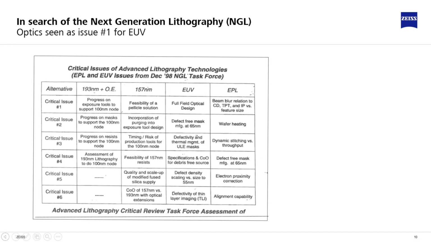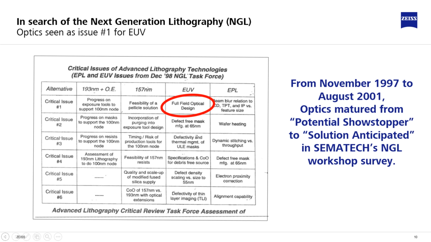In 1998, the lithography community was in search of what should come after ArF, the so-called next-generation lithography. For EUV, Sematech's NGL task force listed full-field optical design as the critical issue number 1 for EUV in December 1998. Although on paper optical designs were available, it was unclear if the requirements, especially regarding flare, could be met during manufacturing. Over a period of only 3.5 years, from November 1997 to August 2001, the topic optics matured from the status potential showstopper to solution anticipated.